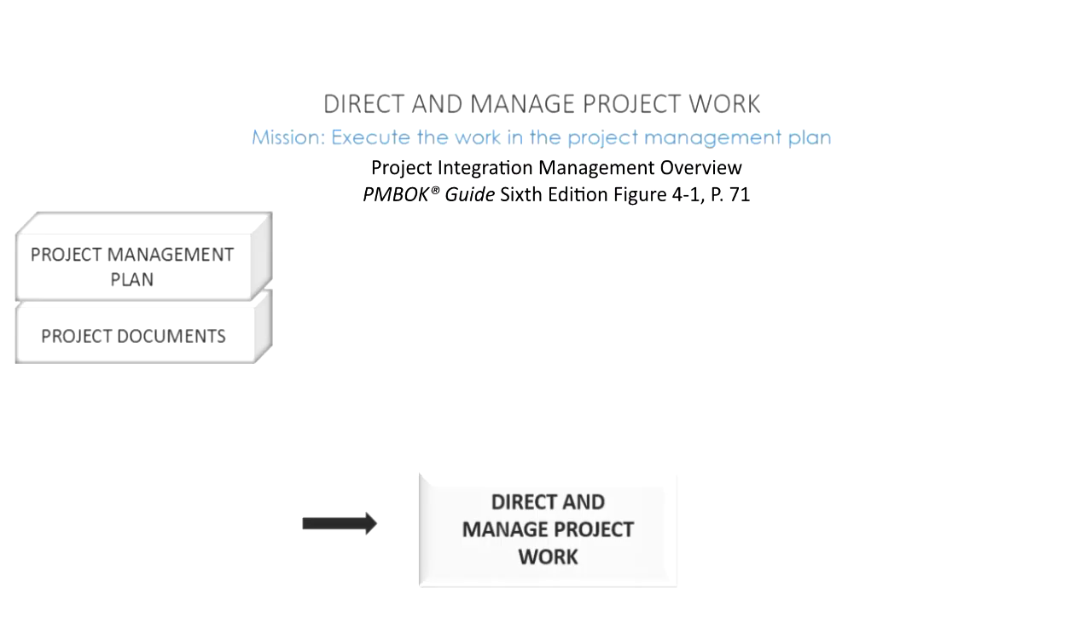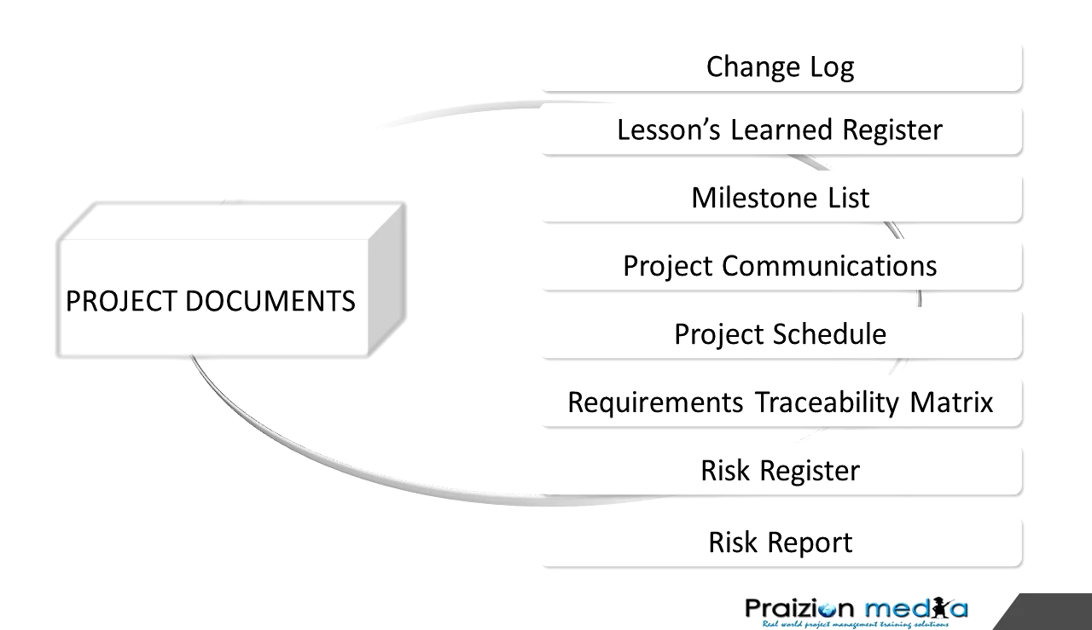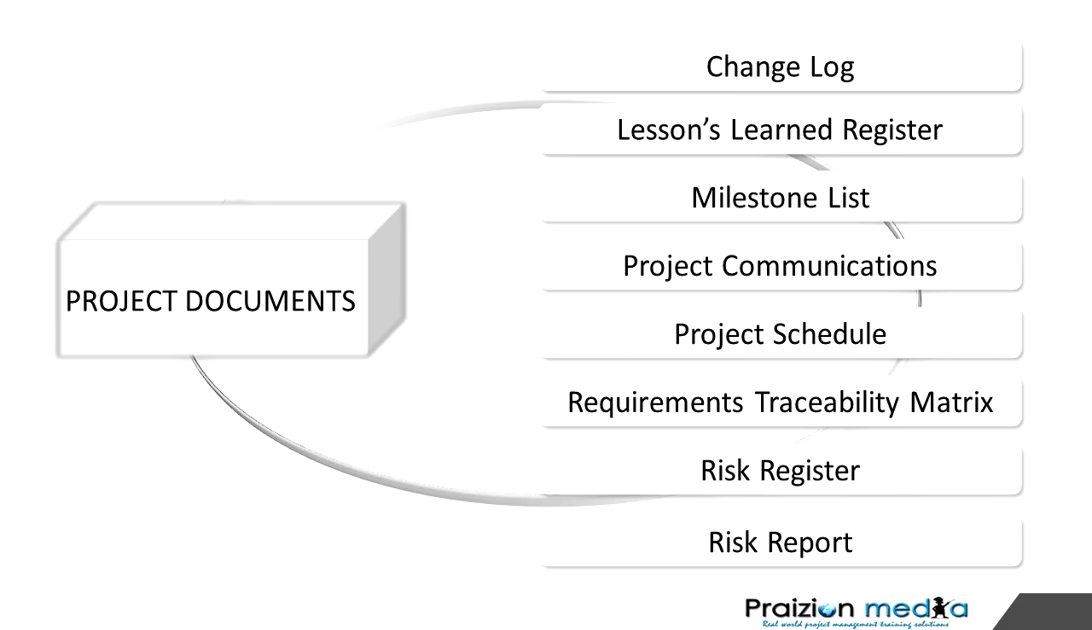The next input here is called project document. Now, project document is a catch-all for lots of documents. And let me call out a few of these project documents that could be looked at as inputs here. So we've got the change log. We also have lessons learned register. We don't want to make the same mistakes twice. So any lessons learned that are relevant, we want them here. Milestone list. Milestones tell us when work has to be done and when work should start. Project communications. We've got various project communications that could be looked at here. The project schedule, requirements traceability matrix, risk register, and any form of risk reports. All of these are used to drive work in the project management plan.